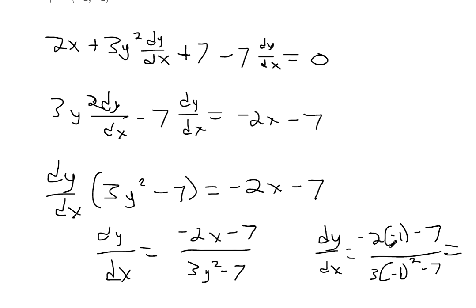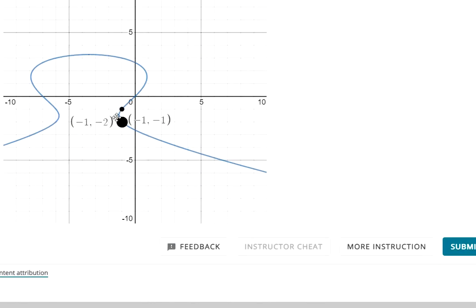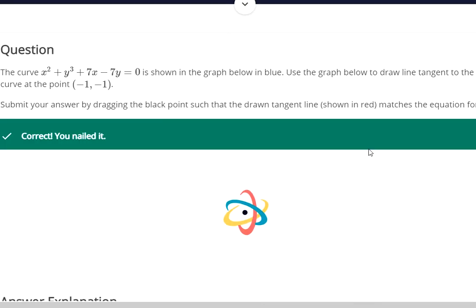So -2 times -1 makes +2, 2 minus 7 makes -5, and -1 squared makes 1, 3 times 1 makes 3, 3 minus 7 makes -4. So it looks to be a slope of 5/4. So on this graph, from this point, I want to rise up 1, 2, 3, 4, 5, and run to the right 1, 2, 3, 4. And there it is.